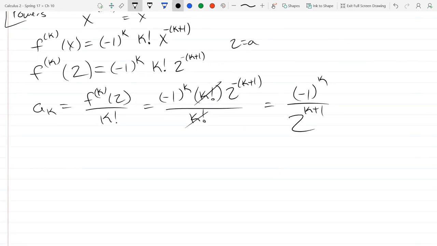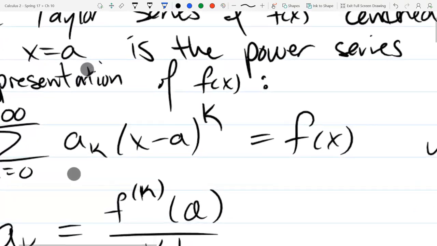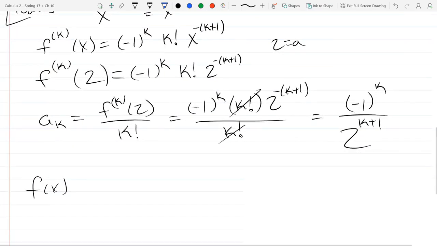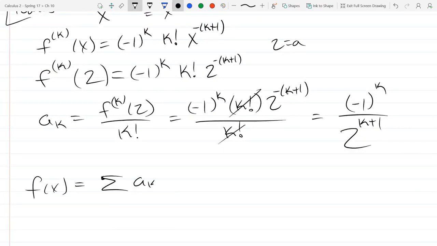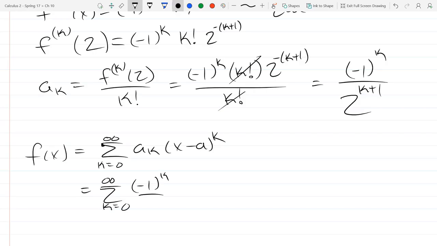So this is a_k. And now, I'm going to scroll up for a minute. Now I'm going to write out, we have a_k, so we're ready to write out what the whole summation looks like. So we're just plugging in a_k just like this. And I'm going to rewrite what is up there. Function was 1 over x.